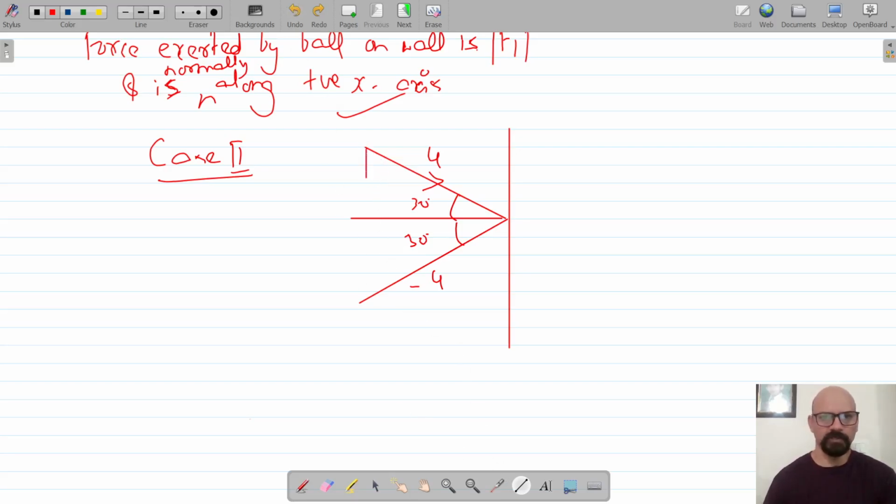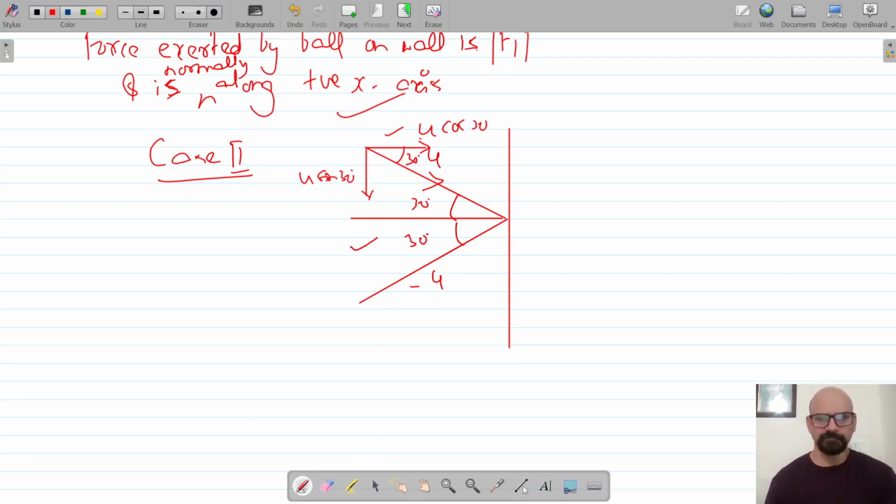Okay, it has two components. Let's say these are the two rectangular components. Now, because this angle is 30 degrees and these two lines are parallel, these are alternate interior angles, so this is also 30 degrees. And now this is the horizontal component, which is u cos 30, and that is u sin 30 degrees.